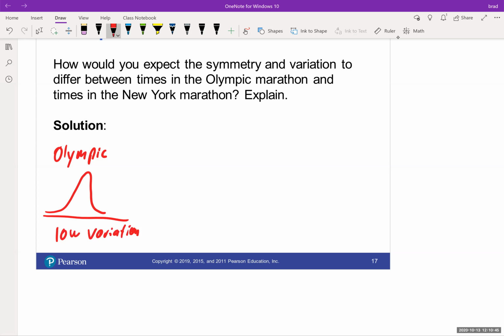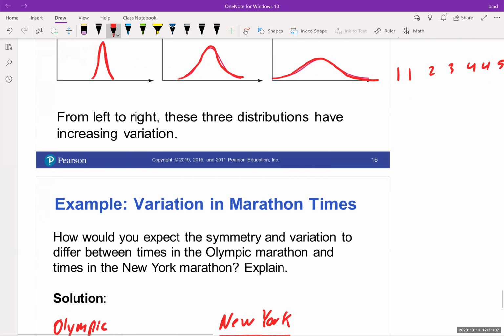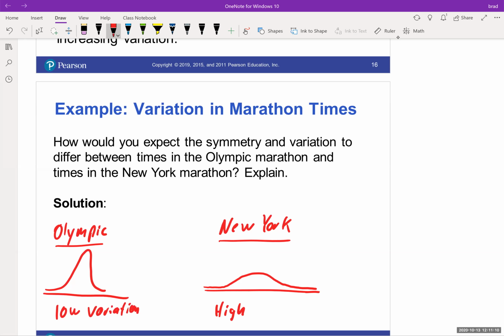Okay. But now, if you're talking about New York, now remember, everybody can just join the New York Marathon, right? So I would expect, if the data is symmetric, there to be some really bad runners, then a lot clumped in the middle, and then some very elite runners mixed in. So this, I would say, is high variation. I would say it's hard to tell the difference between moderate and high and low and moderate without having a little bit more knowledge of the data set. So I'm just going to go with this.